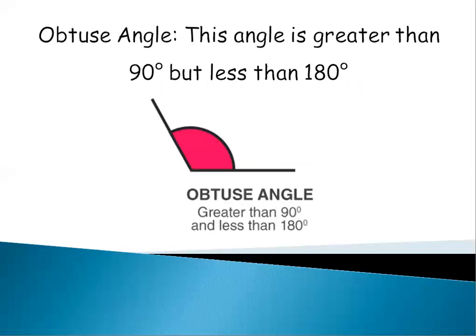Then you have your obtuse angle. This angle is greater than 90 degrees but less than 180 degrees. As you can see, this is greater than 90 degrees but less than 180 degrees. So this angle is known as an obtuse angle.